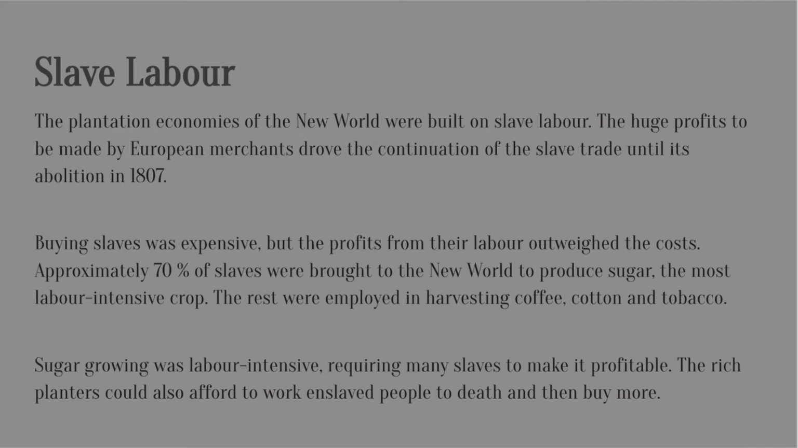Slave labor. The plantation economies of the New World were built on slave labor. The huge profits to be made by European merchants drove the continuation of the slave trade until its abolition in 1807. Buying slaves was expensive, but the profits from their labor outweighed the cost. Approximately 70% of slaves were brought to the New World to produce sugar, the most labor-intensive crop. The rest were employed in harvesting coffee, cotton, and tobacco. Sugar growing was labor-intensive, requiring many slaves to make it profitable. The rich planters could also afford to work enslaved people to death and then buy more.